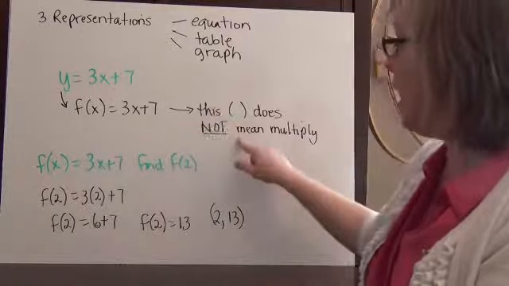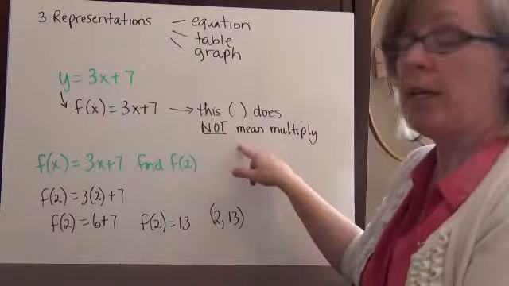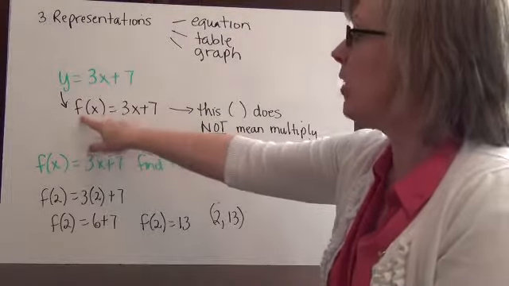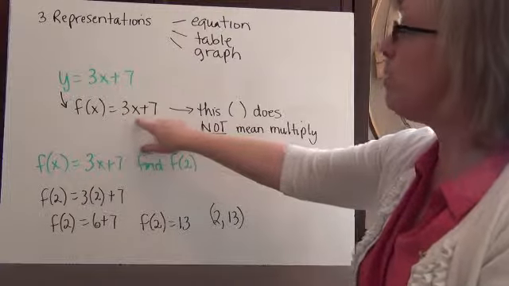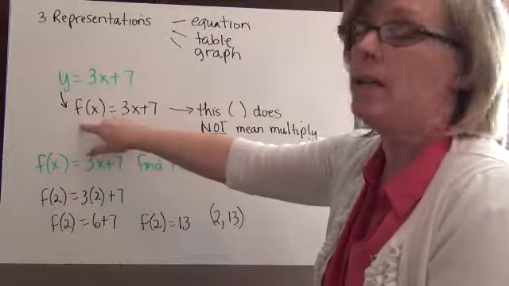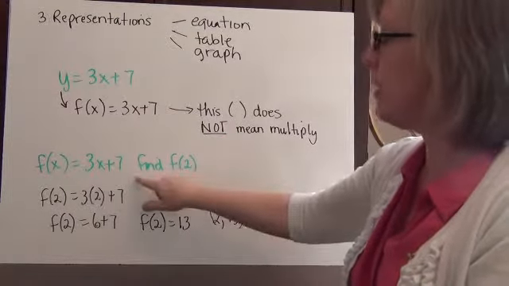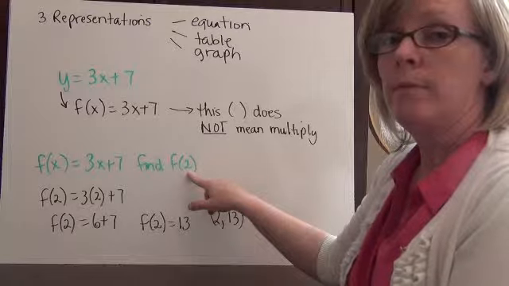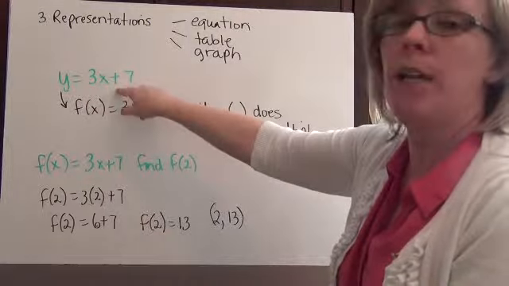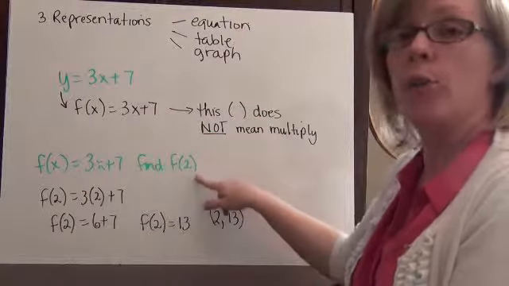Okay? It is not a multiplication symbol. In the past, we've used parentheses for multiplication. Not anymore for this. F of x means the function of x where I multiply x times 3 and add 7 to it. So this is telling you that there's a rule coming. This is the rule. So if I had f of x equals 3x plus 7, find f of 2, this is the same as if I gave you this equation and told you to plug in 2 for x. This is simply another notation.